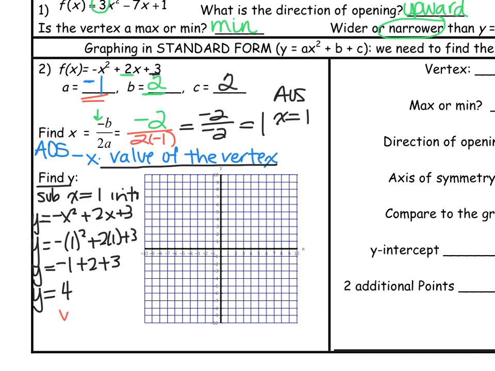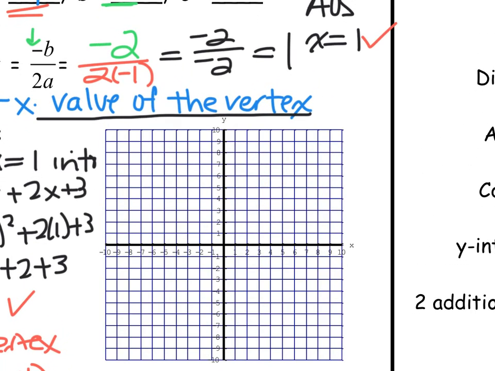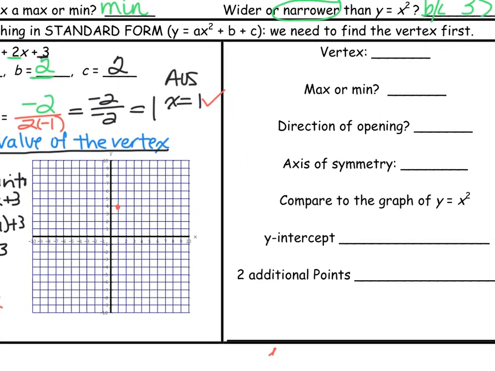So our vertex, which is going to be a maximum, is going to be at the point, there's our axis of symmetry, it's 1, we got that from right here. And our y value is 4, we got that from right here. So our vertex is going to be at the point (1, 4), and the point (1, 4) is right here. So that's one point that we have, and we know it's the highest point. So I'm going to go ahead and fill in the table over here. Our vertex is the point (1, 4).